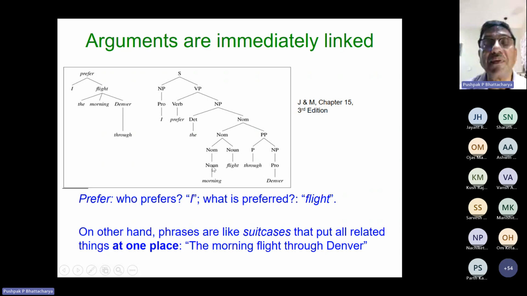Because morning flight has to be dealt with special instrument, that's why these Noms are introduced one after the other. And these are recursive rules. Nom goes to Nom PP, Nom goes to Nom noun, Nom goes to noun, and flight. So morning flight, here morning is a noun, though functioning like an adjective. And through Denver is a preposition phrase. So that comes here. So this parse tree is much bigger than the dependency tree. So in the dependency tree, how many nodes do we have? We have 1, 2, 3, 4, 5, 6, 7.